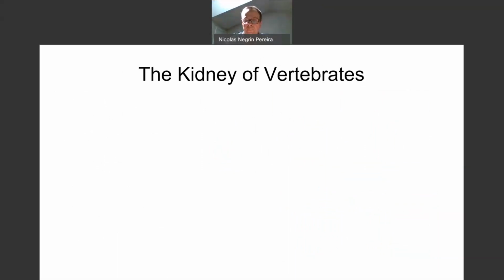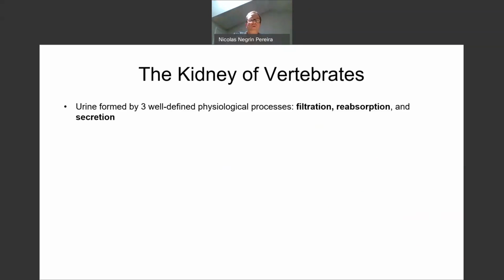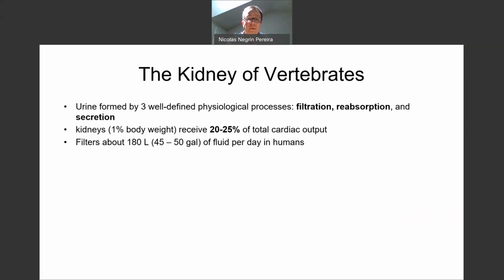Now, let's have a look at the more complex and well-studied kidney of vertebrates. Urine in vertebrates is formed by three very well-defined and different physiological processes: filtration, reabsorption, and excretion. The kidneys, which represent about 1% of the total body weight of the individual, receive 20 to 25% of the total cardiac output. So that's really a big volume of blood.